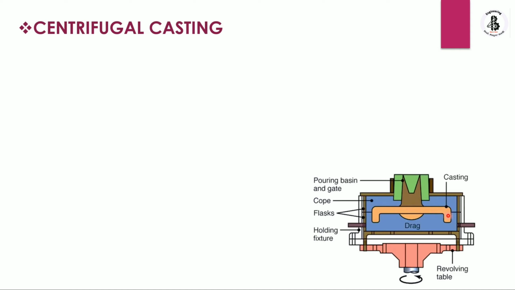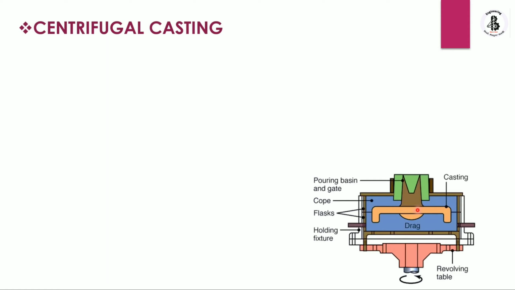In a semi-centrifugal casting process, a core is used, but in the previous one we discussed, the true centrifugal casting process, the core is eliminated. So in the semi-centrifugal casting process, a solid casting is made, but in the true centrifugal casting process, we make hollow casting products.